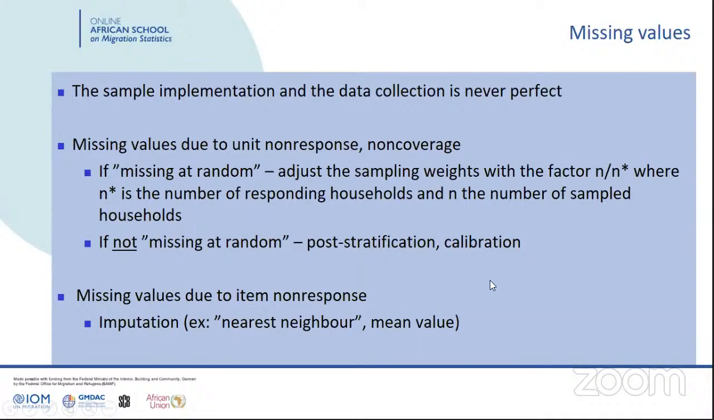Missing due to non-response, due to item non-response. The household or individual is responding, but you don't get all the data from the person or the household. That is item non-response. What we do is imputation procedures like the nearest neighbor procedure or mean value procedure.